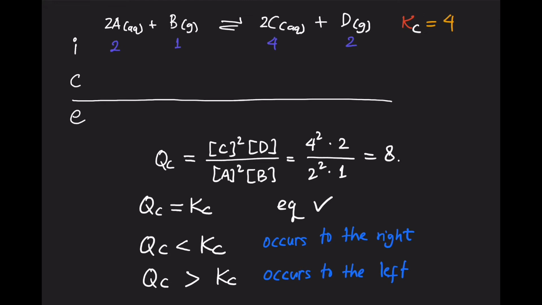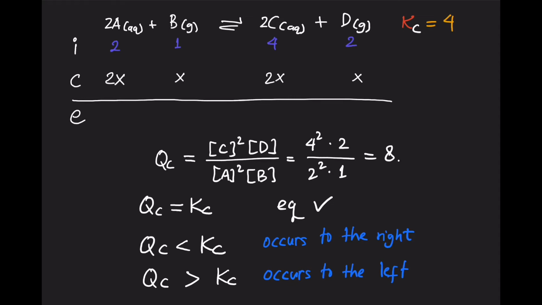So in this case, for A, we assume it to be X. And don't forget, because the coefficient is 2, we have to write down 2X. For B, X is sufficient. For C, because the coefficient is also 2, we write down 2X as well. And for D, it is X as well.